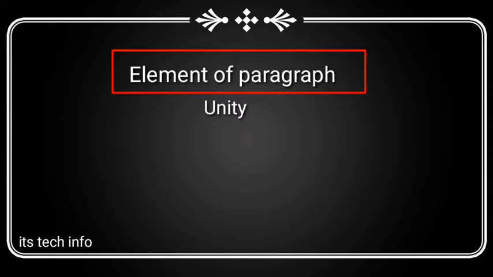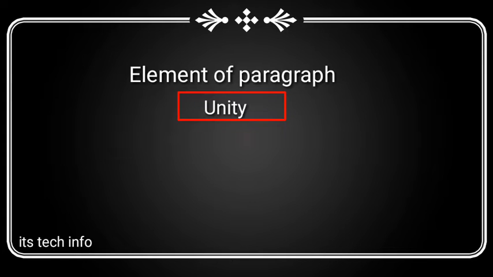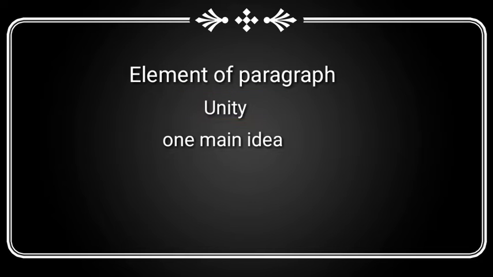And it is the next element of paragraph. What is unity? Unity is one main idea. I mean that if I'm talking about something in a positive sense, I'll not talk about it in a negative sense, and vice versa. Or if I'm talking about A, I'll not talk about B. If my purpose is to defend something, I'm not going to go against it. Or if my purpose is to go against something, I'll not go in favor of that thing. So that's how you go for a paragraph. So one main idea is very important.